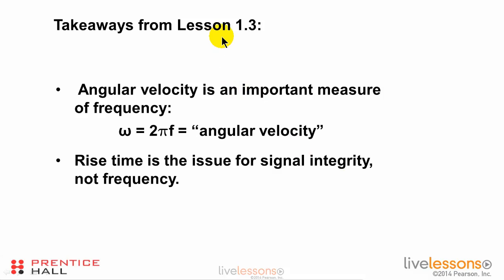So, here are the takeaways from lesson 1.3. First, angular velocity is an important measure of frequency. Omega is equal to 2 pi f, which we call the angular velocity. And then, rise time is the issue for signal integrity, not frequency. And we're going to be emphasizing this over and over again as we go through these lessons.